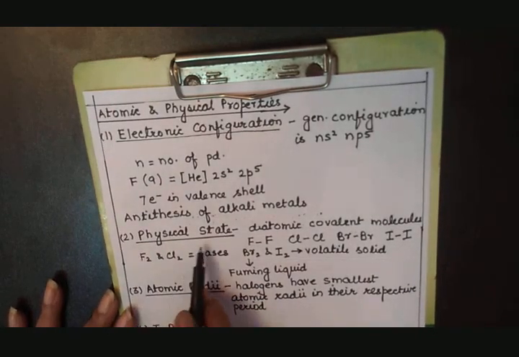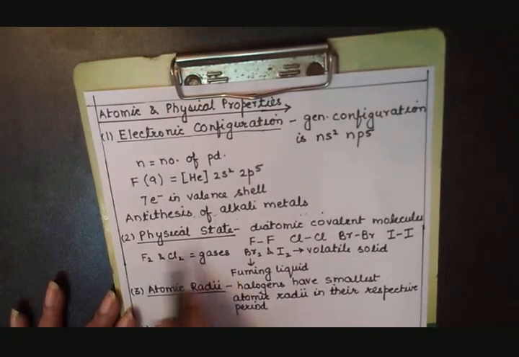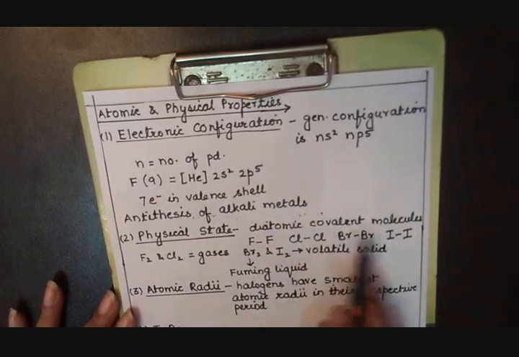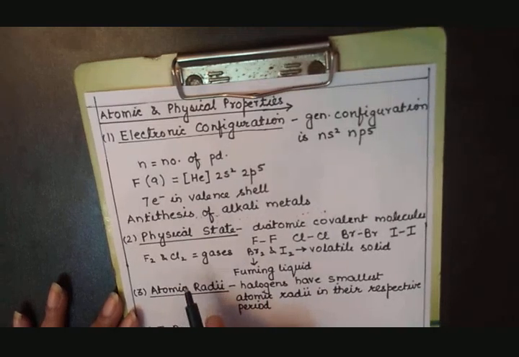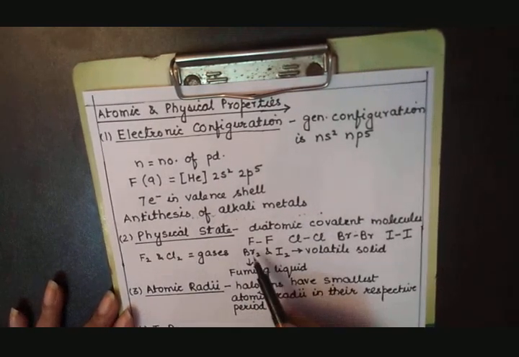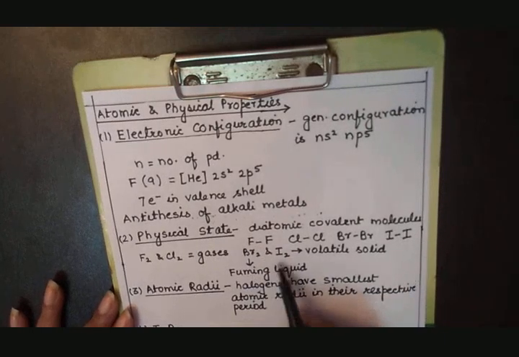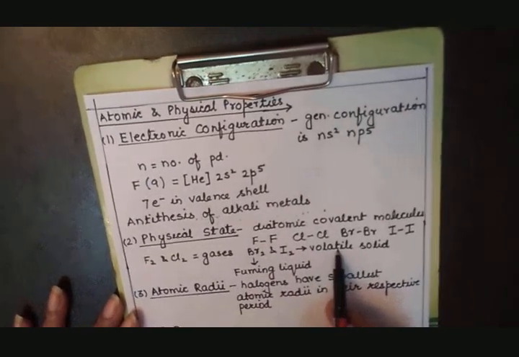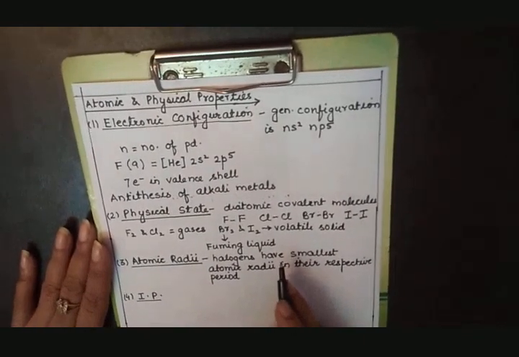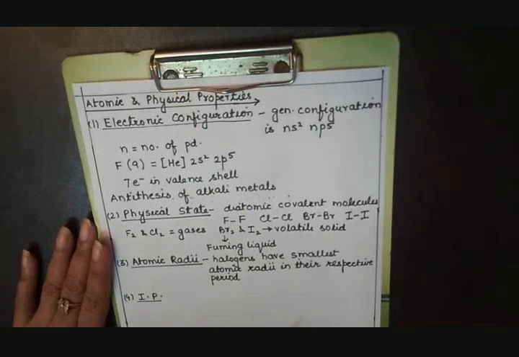The second property is physical state: solid, liquid or gas. Halogens are diatomic covalent molecules. The first two members, fluorine and chlorine, are gases. Bromine is a fuming liquid and iodine is a volatile solid. Bromine is the only non-metal in the periodic table which exists in the liquid state.